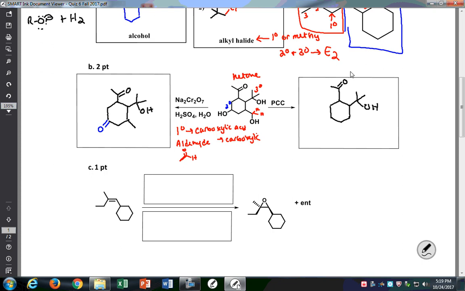It will take our primary alcohol and form the carboxylic acid. It will not stop at the aldehyde. Notice there is no change in the amount of carbons from my starting material to my product. I have the same amount of carbons in both my starting material and my product.